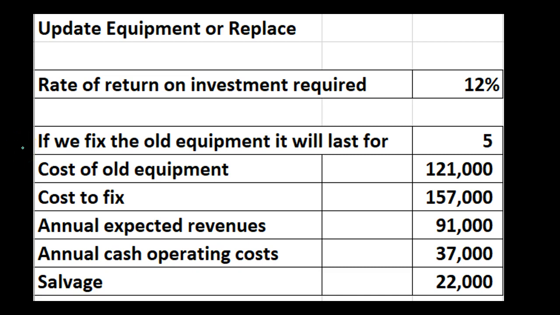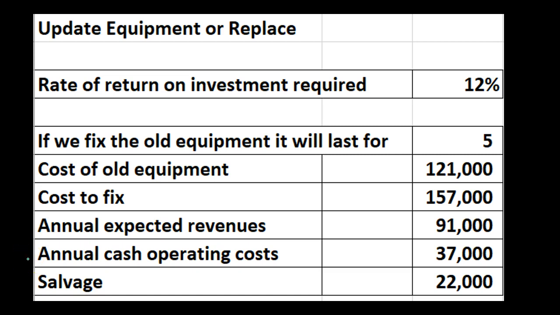If we fix the old equipment, it will last for 5 more years. The number of periods is going to be 5 years. Cost of the old equipment is $121,000. That's the cost. Cost to fix it is going to be $157,000. The annual expected revenues, $91,000. Annual cash operating costs, $37,000, and salvage, $22,000.